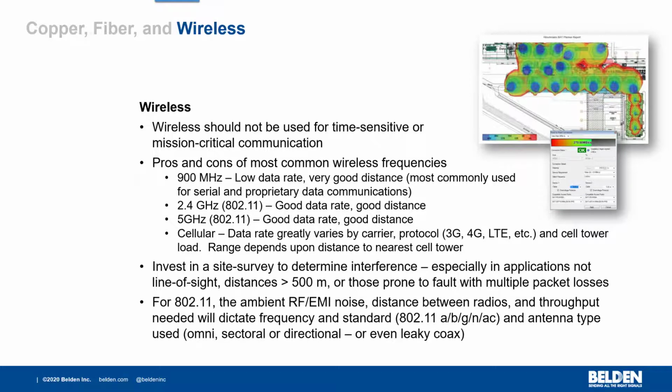Best practice, regardless of the wireless frequency or technology that's utilized, is to invest in a site survey to determine interference, especially in applications that are not line of sight or distances that are greater than 500 meters. Not to mention those that are prone to fault with multiple packet losses, which is very common in wireless applications. For 802.11, the ambient RFI EMI noise, the distance between radios, and throughput needed will dictate the frequency as well as the standard and antenna type that's utilized.